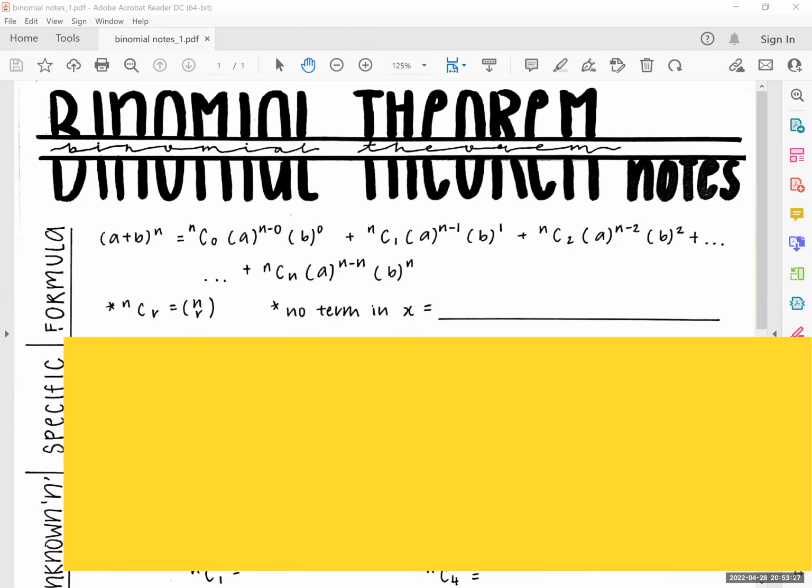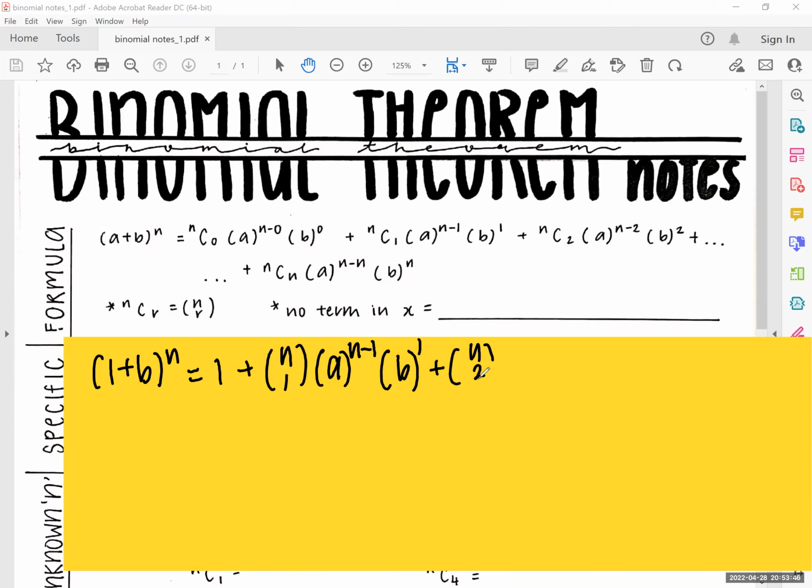Example, 1 plus b to the power n. The formula is, instead of writing this whole thing, you just write 1 plus nC1 a to the power of n minus 1 b to the power 1, plus nC2 a to the power of n minus 2 b to the power 2, plus dot dot dot and so on and so forth. It's the same thing, just that this whole thing right here is 1. But if let's say the question is not 1, it's some other numbers, like maybe 2x plus 5x squared, how do we go about doing it?